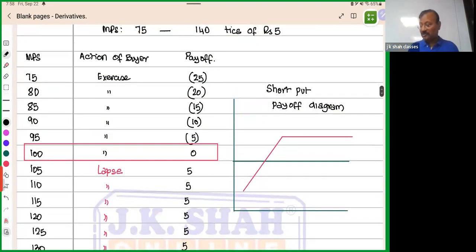This is bullish because you're making money. This is your profit zone, which you're going to make when the market price goes up.